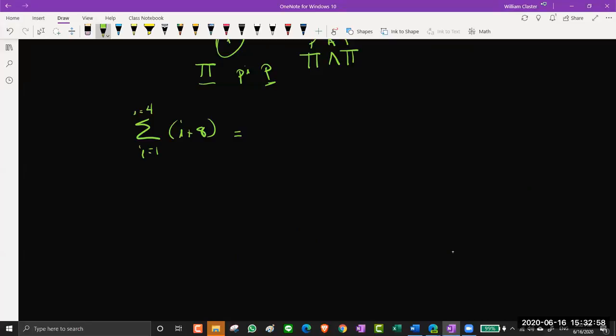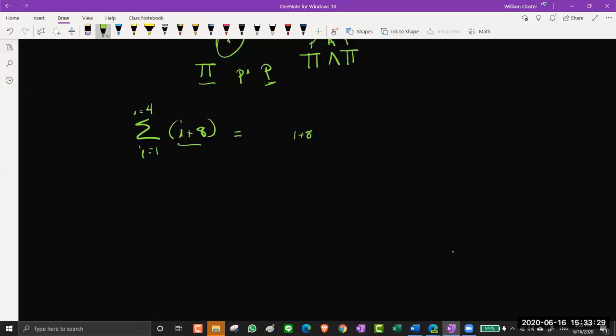Yeah, that's right. What it means is you start out with I equals 1 and you do something. Then you make I equals 2, you do something. I equals 3, you do something. I equals 4, you do something, and then you stop. So this says do it 4 times, from I equals 1 to I equals 4. Now what are you supposed to do? You put whatever I equals into here. So let's try that. If I put I equals 1, I get 1 plus 8.